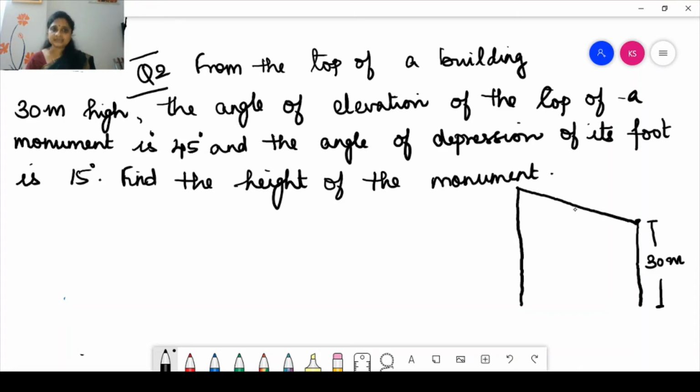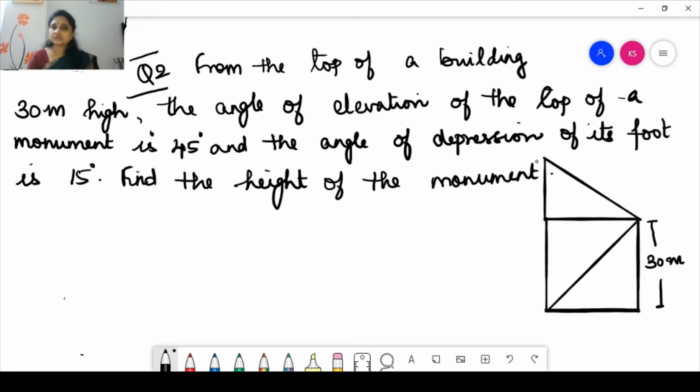Not only that, and the angle of depression of its foot. So you're going to look down at its foot also. Now, this is going to be your monument. And then this is your building. So you're going to look up at the top of the monument from the top of the building and then look down at the bottom of the monument from the top of the building. So only because of that you get an angle of depression. When you look down, when you bend from the direct horizontal level, then it forms the angle of depression.